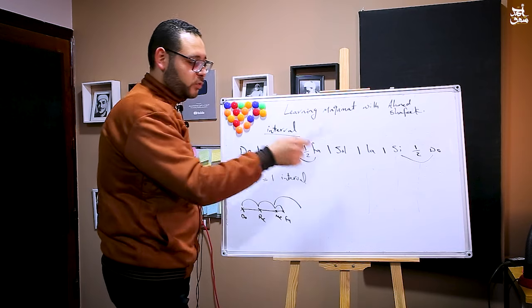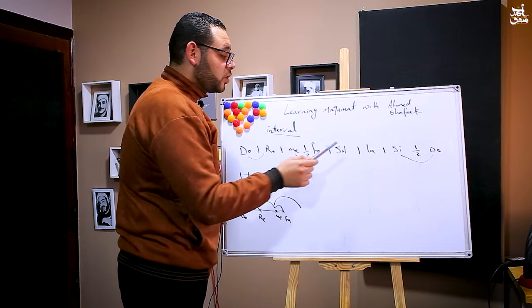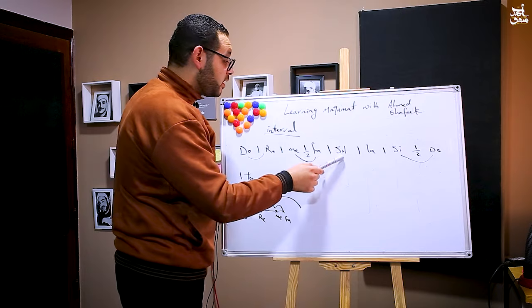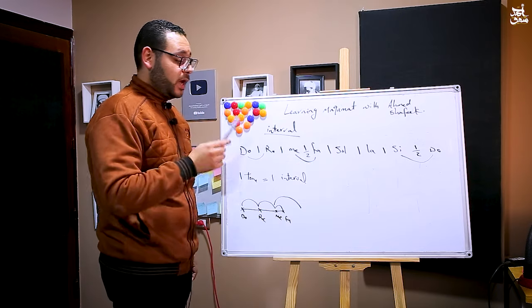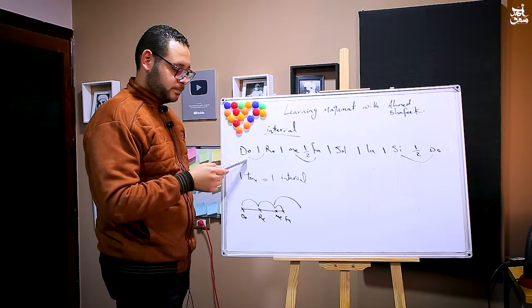We will go up for the fifth tone. Do, re, mi, fa, sol. Ta, ra, ra, ra, ra. Say with me. Do, re, mi, fa, sol. Your turn.